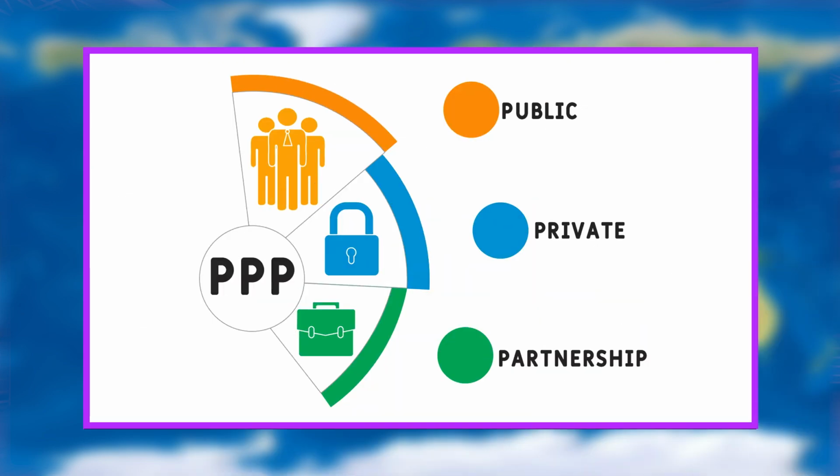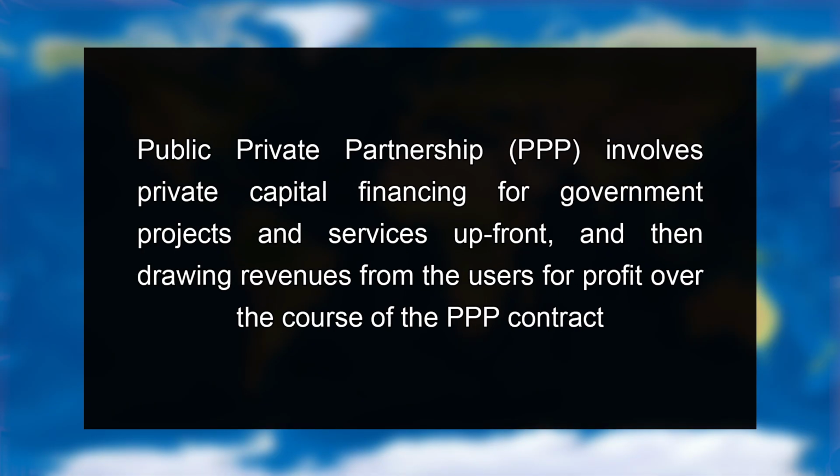Public-private partnership, as the name indicates, is a long-term arrangement between government and the private entity to join hands together for completion of a project. Typically, it involves private capital financing for government projects and services upfront, and then drawing revenues from the users for profit over the course of the PPP contract.